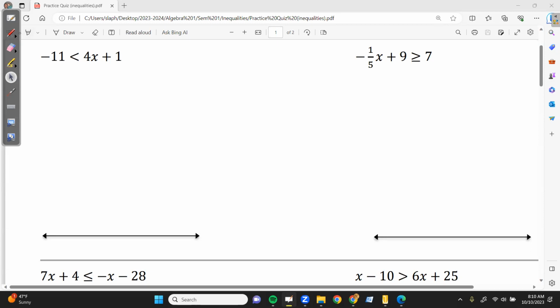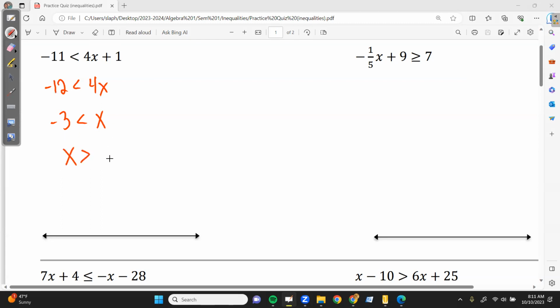So, first thing we're going to do on problem one is subtract one from both sides. And I'm going to get negative 12 is less than 4x. And then I am going to divide both sides by four. And I'm going to be left with this. And I hope I've made myself abundantly clear as to how I feel about that answer. If every one of you could put it backwards and graph it the right way, we wouldn't be having this talk. So this answer is defective. How should I write this answer?